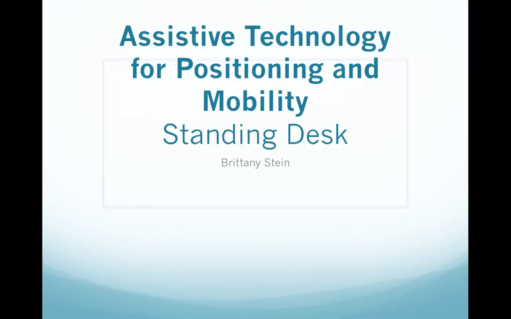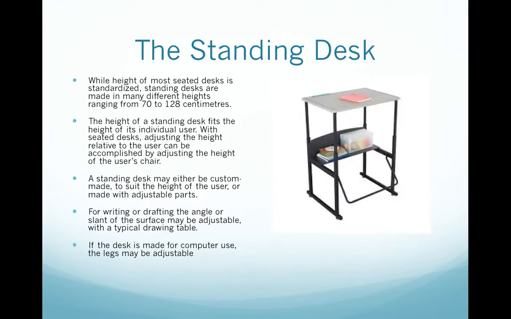Assistive technology for positioning and mobility, specifically the standing desk. While the height of most seated desks is standardized, standing desks are made in many different heights, ranging from 70 to 128 centimeters. This is a perfect example for school use, where a first grader might need the desk at the shortest available option, and a senior in high school may need it at the tallest. The height of a standing desk fits the height of its individual user.